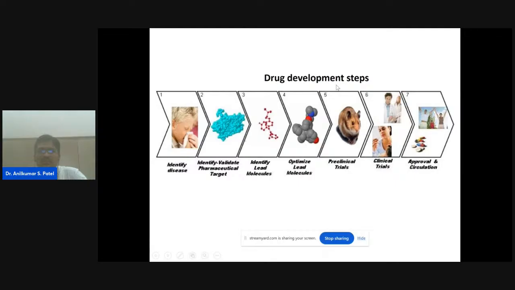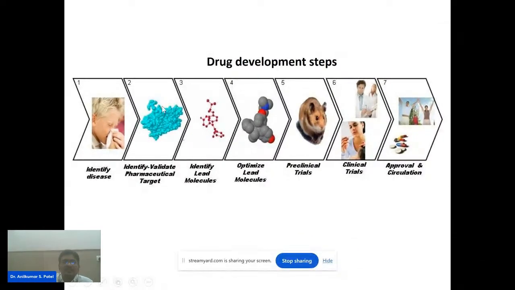In the drug development steps, first we have to identify the disease. Then we have to validate the target, how the disease arises. After that we have to identify the particular lead compound which can validate this target and work as the lead molecule. After that, this compound has some properties, so we have to optimize the compound in the lead optimization step.